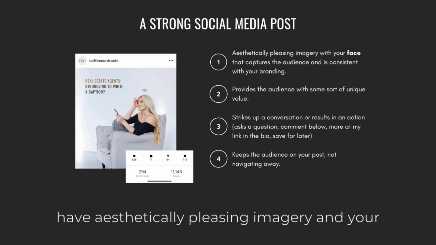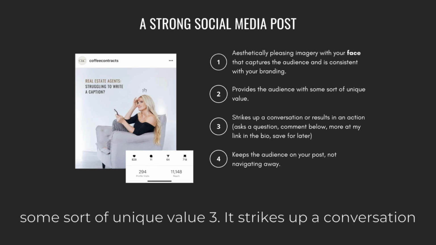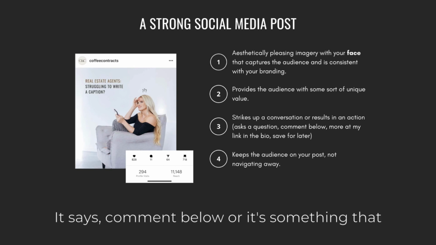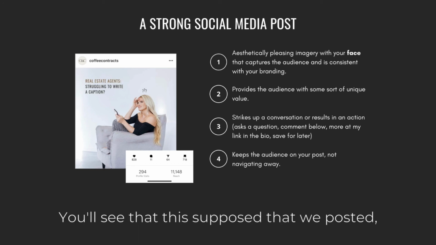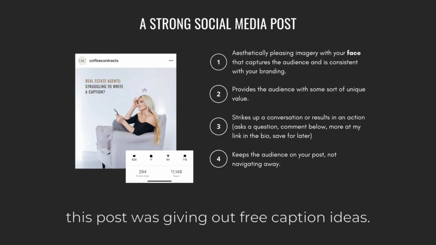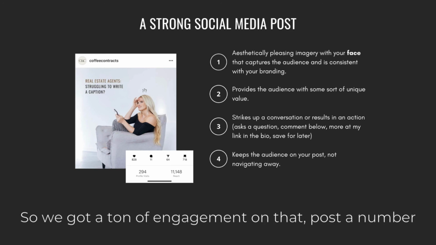Next, I just wanted to go over what a strong social media post looks like real quick. So 1, you have aesthetically pleasing imagery and your face is in it. 2, it provides the audience with some sort of unique value. 3, it strikes up a conversation or it results in action. It asks a question, it says comment below, or it's something that people want to share to their story or save for later. You'll see that this post that we posted, we had 718 people save it for later. This is because this post was giving out free caption ideas, so a ton of people wanted to save it for later. So we got a ton of engagement on that post.